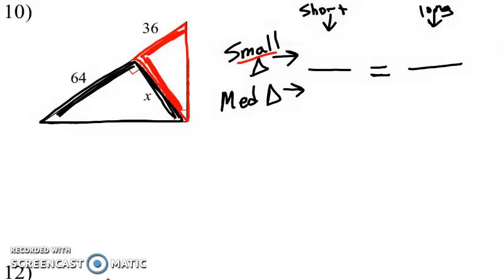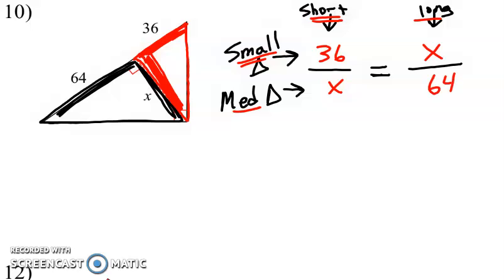So if I look at that small triangle and I try to find the short leg of that small triangle, that's the value 36. That's this one right here. If I look at the small triangle and look for the long leg, that would be x. And then we can go on to the medium triangle. The medium triangle's short leg is x, and the medium triangle's long leg is 64.